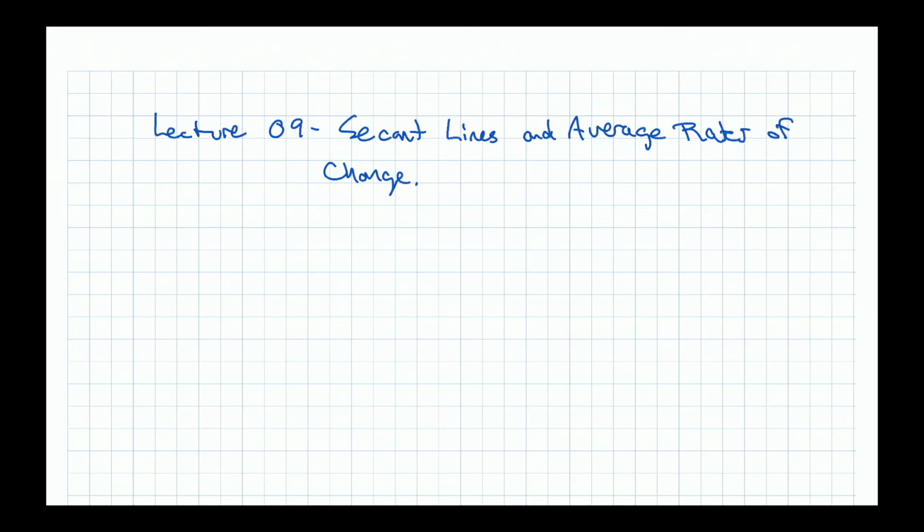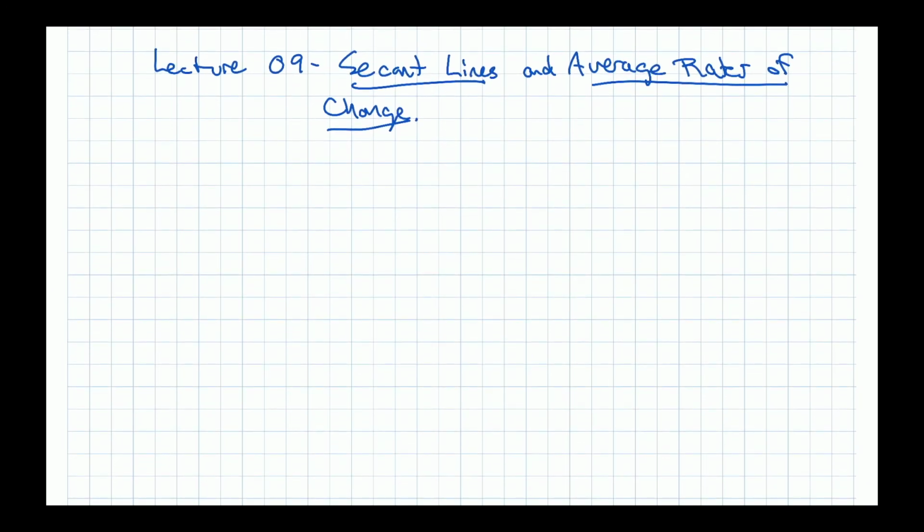Okay guys, so what we're going to be doing today is looking at secant lines and average rates of change. I think we're not going to have too much algebra in here. I think it's mostly going to be kind of conceptual stuff that you'll have a good time with. But we'll see. So what is a secant line and what is an average rate of change? That's what we want to know.